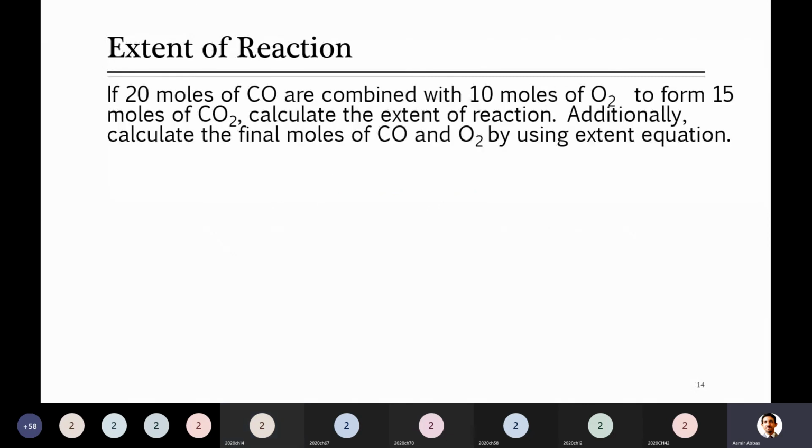Fine. So here is one example to explore this concept more and understand it better. This is the question, please try to solve it. I will show you the solution quickly. If 20 moles of CO are combined with 10 moles of oxygen, what will be our equation here?